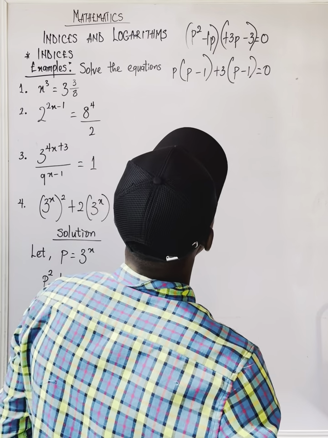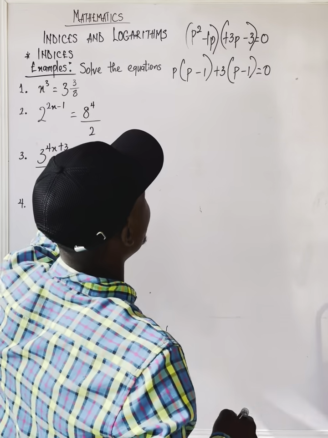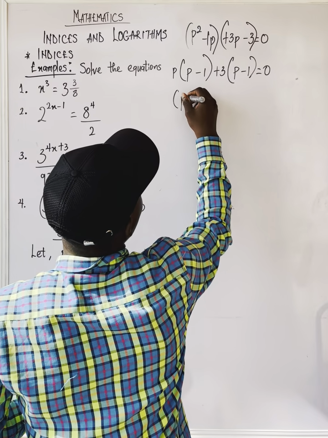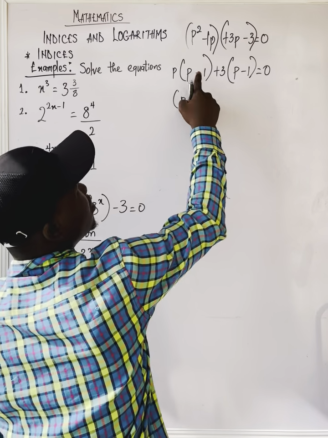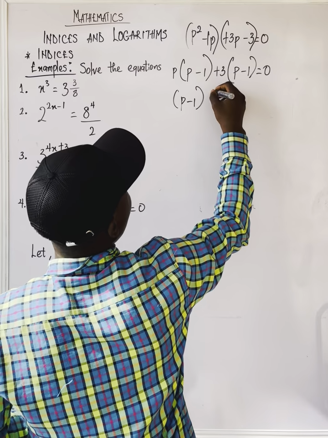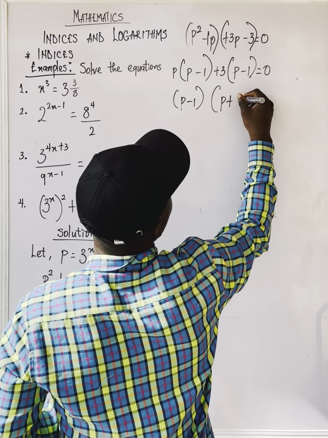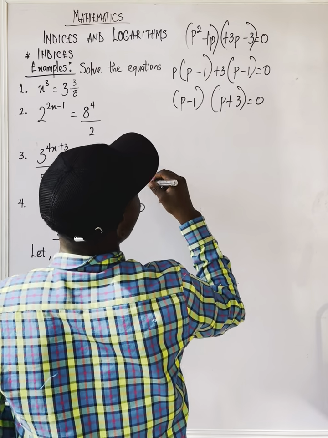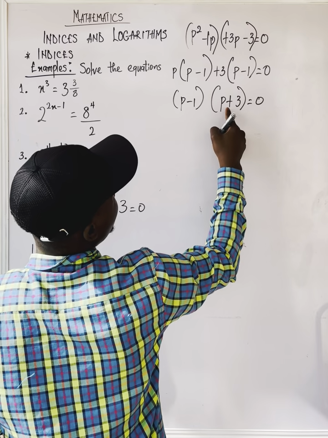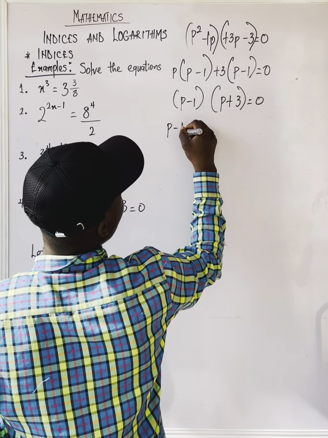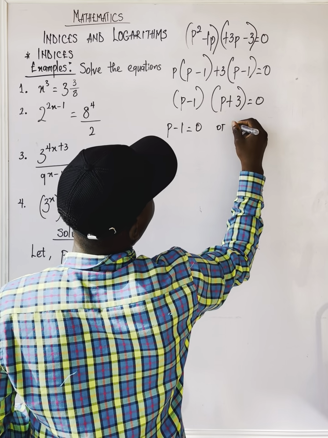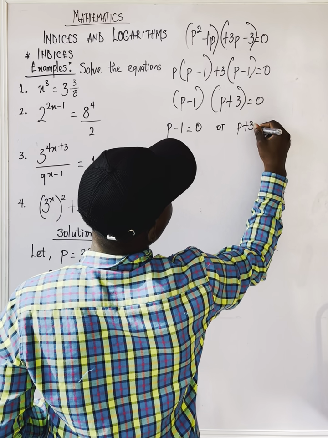Now, what do we do? Since the bracket is the same, you pick one of the brackets. One of the brackets is p minus 1, right? Then you pick the one outside. What was outside? P plus 3. All equals to what? 0. So what do you now do? Equate this one to 0, equate this one to 0. So that will be p minus 1 equals to 0, or p plus 3 equals to 0.